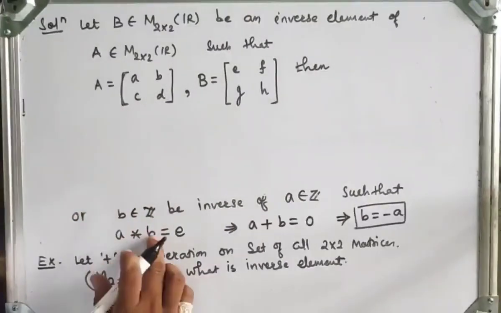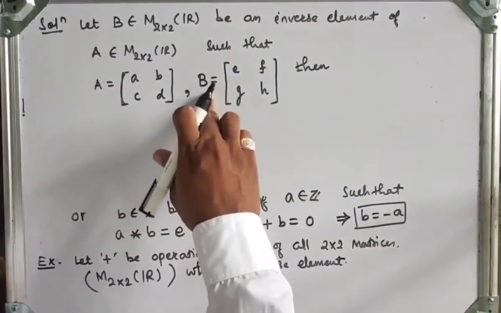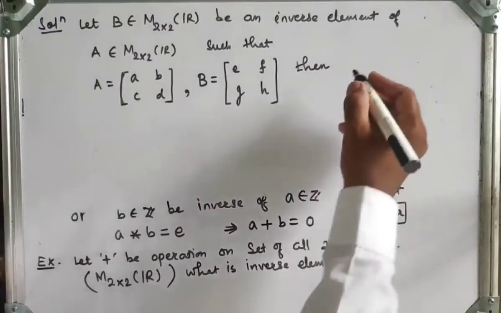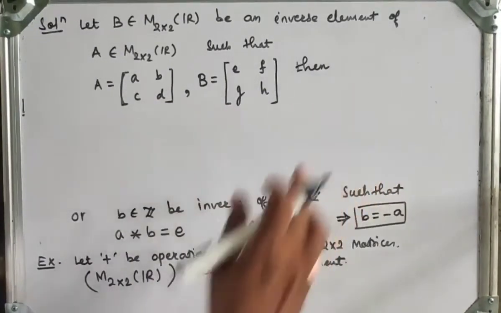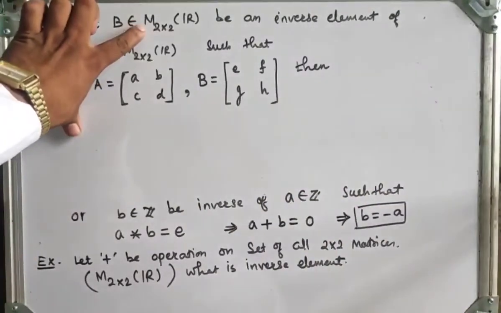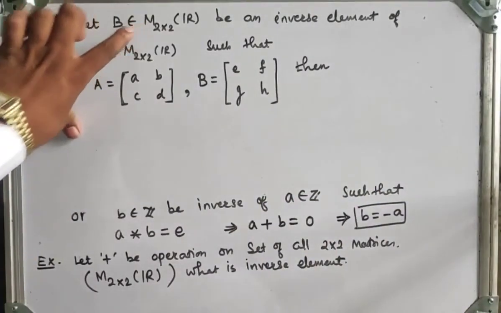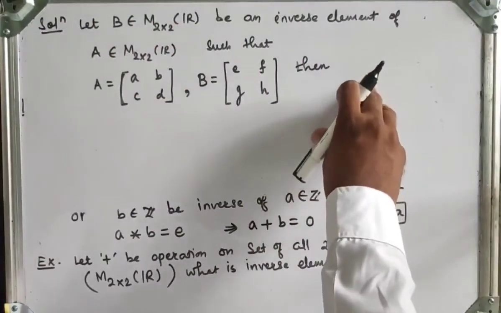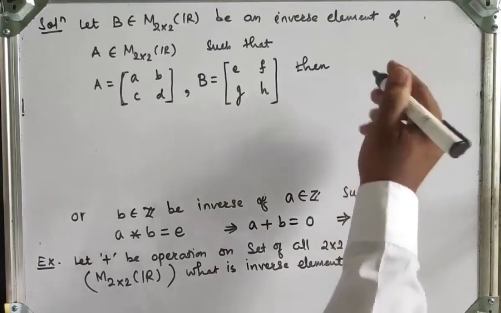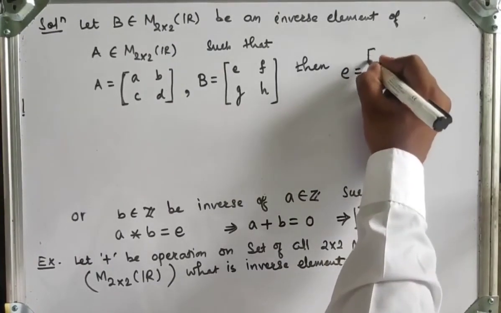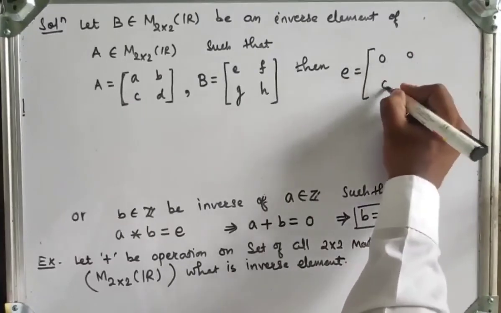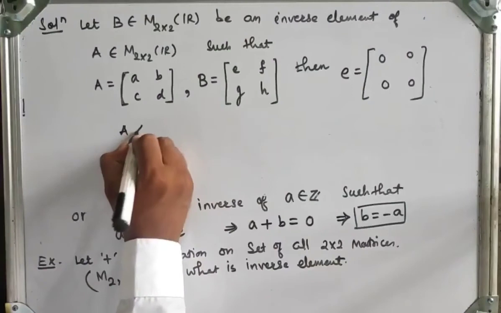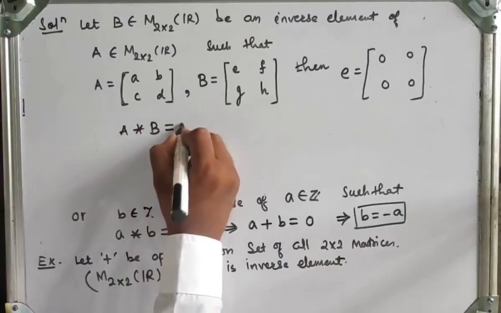What is our property? We have to find. We say that B is an inverse element of A, such that what is the property? What is the identity element in the set of integers? Under the addition operation, 0 is always the identity element, right? So here E should be 0 0 0 0, right? So what is our property? A star B is equal to the identity.